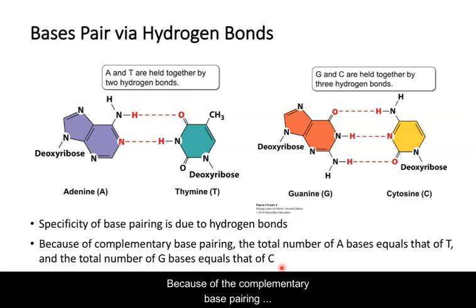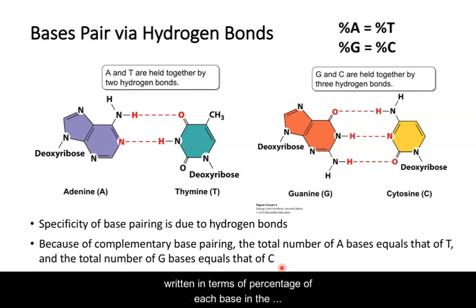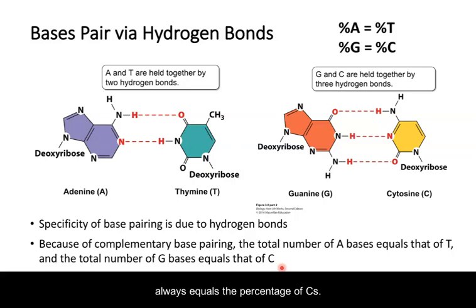Because of the complementary base pairing, the total number of A bases equals the total number of T bases, and similarly, the total number of G bases equals the number of C bases. These equalities are often written in terms of percentage of each base in the double-stranded DNA. The percentage of A's always equals the percentage of T's, and the percentage of G's always equals the percentage of C's.